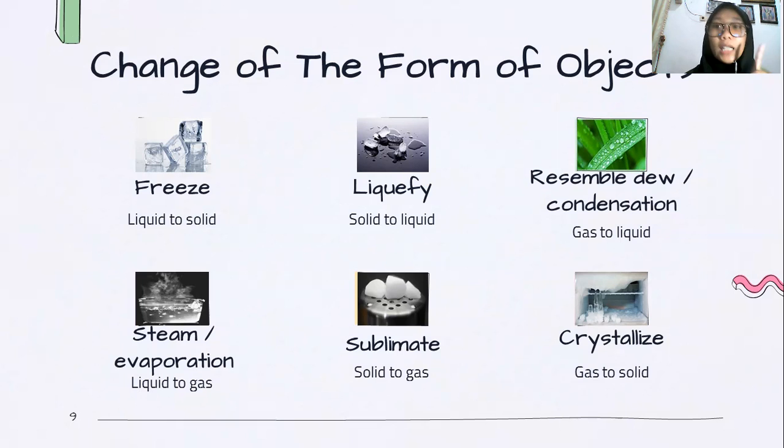Okay, 1. Freeze. Do you know freeze? Freeze is an event of changing the form of objects from liquid to solid. When this event occurs, the substance releases heat energy. An example of freeze is water that is cooled by placing it in the freezer will freeze.